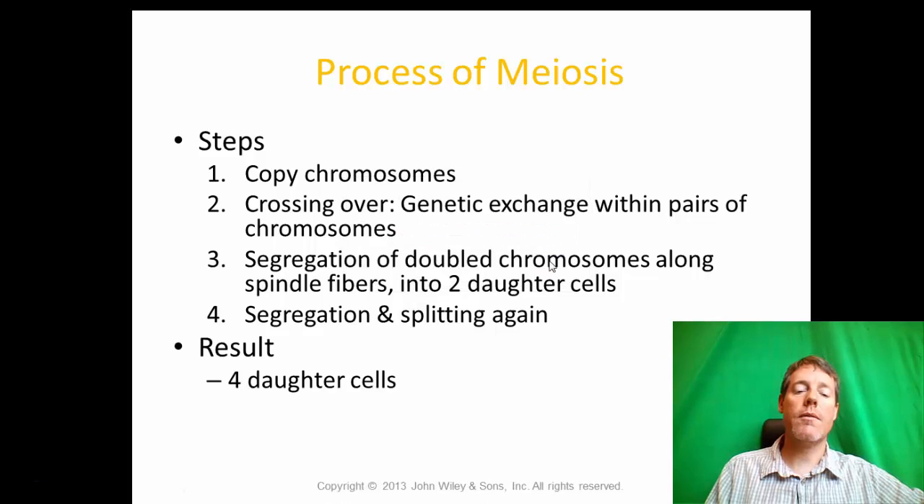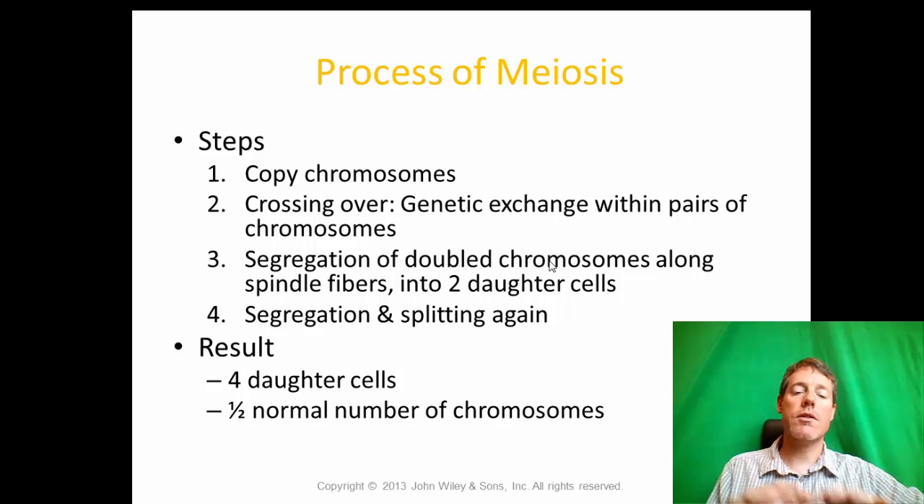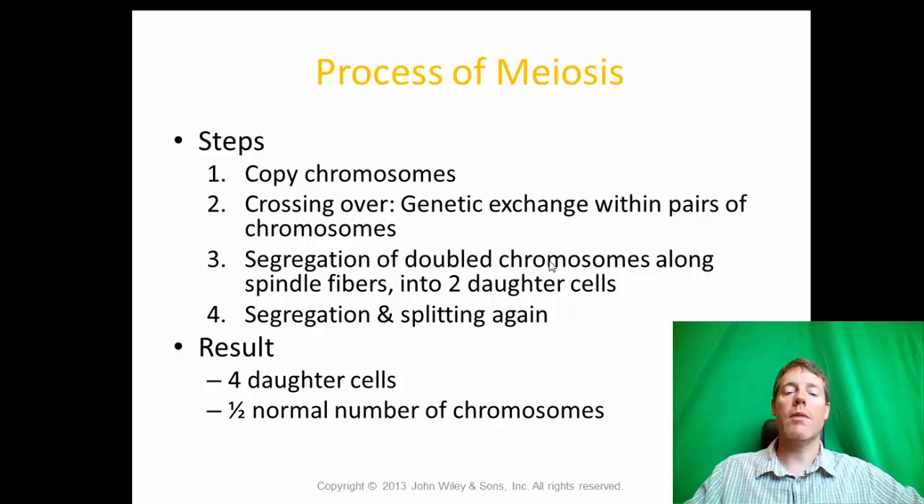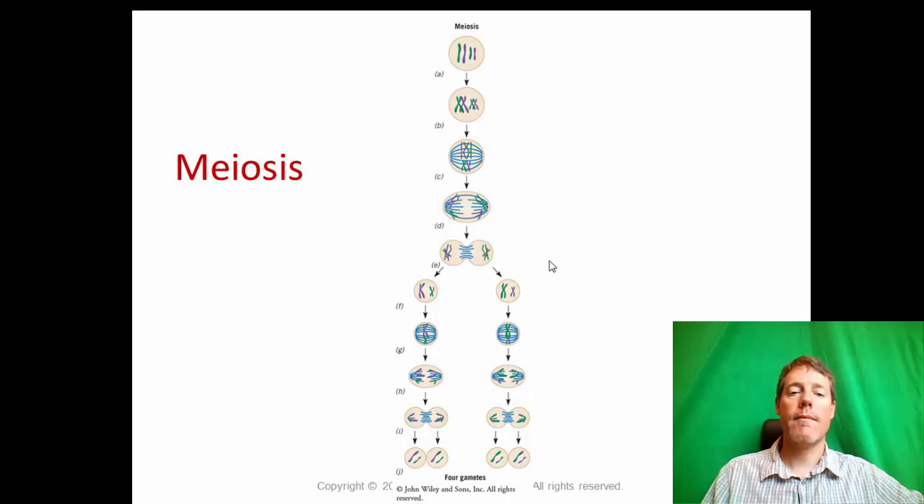and the result is that those daughter cells have half the normal number of chromosomes. If we started out with a diploid cell, we're going to end up with a haploid cell, 4 haploid cells at the end. This is a diagram of meiosis.